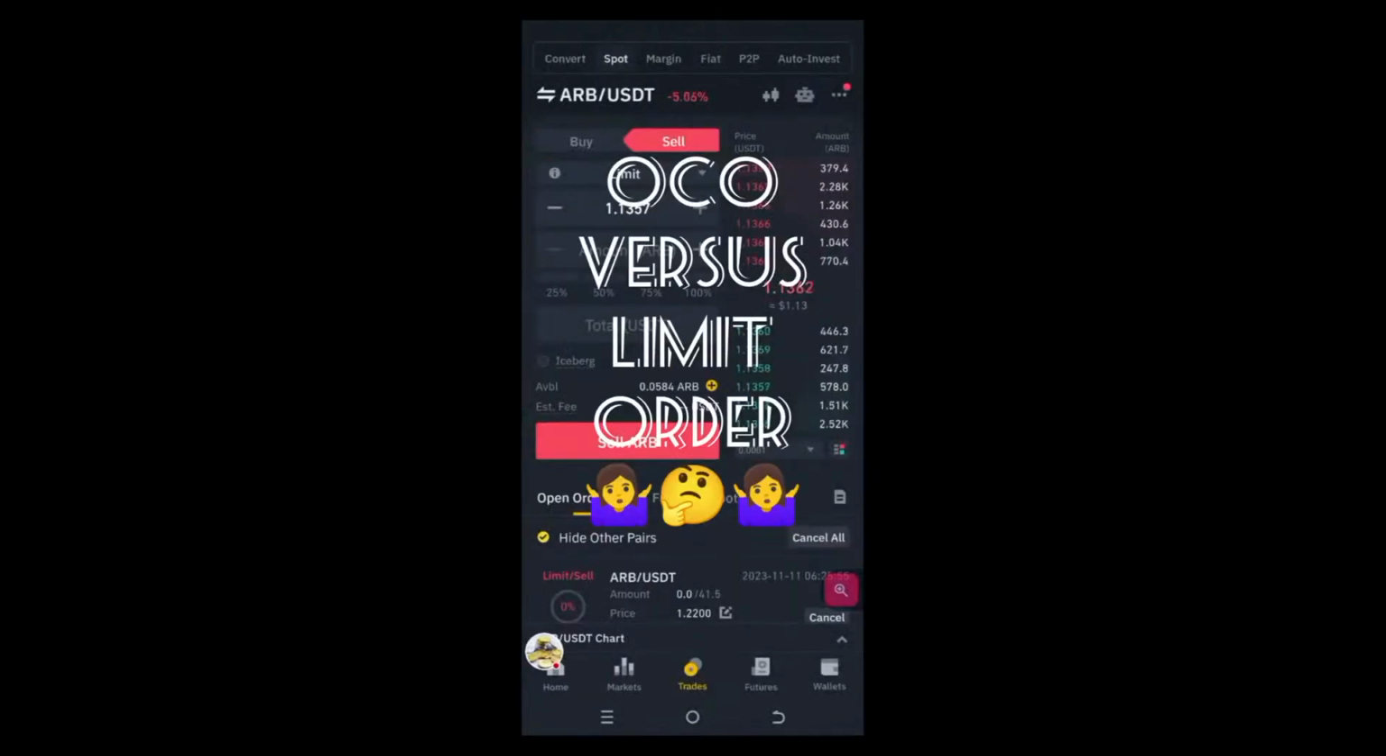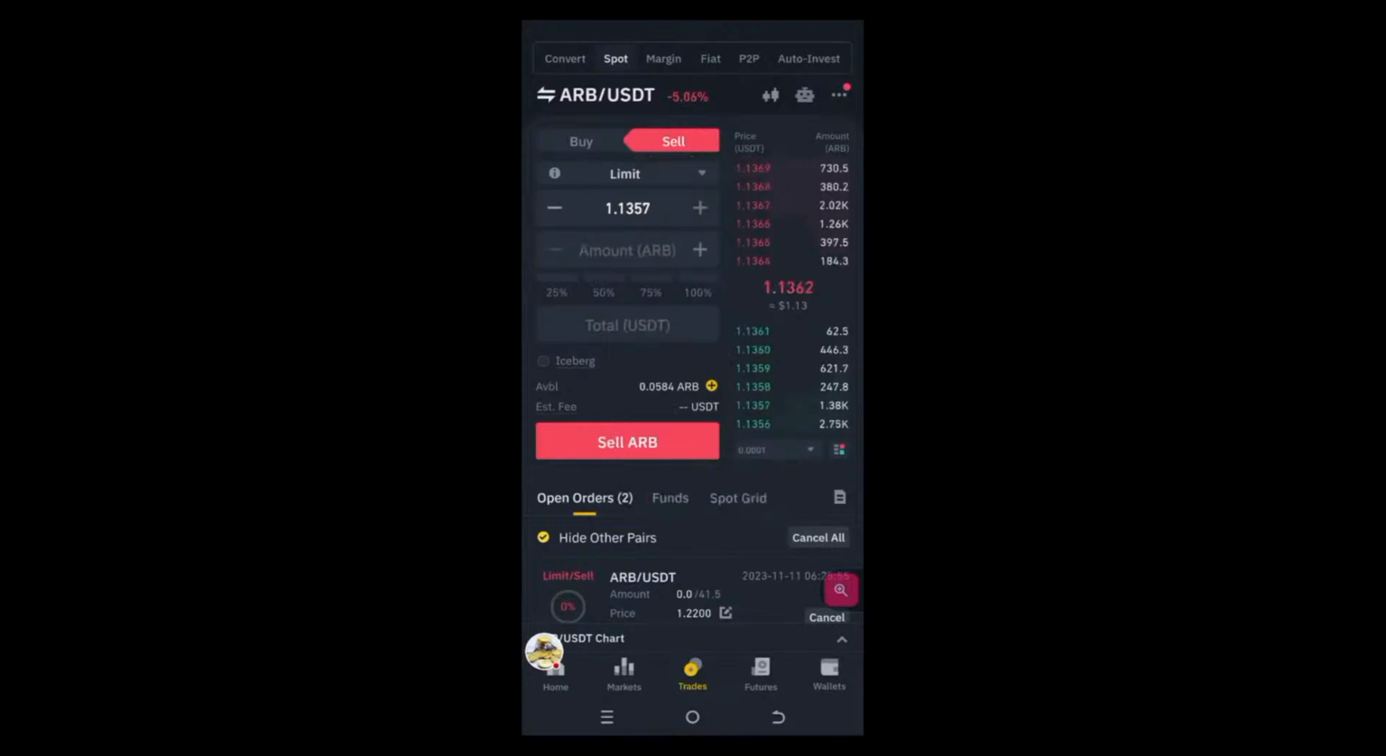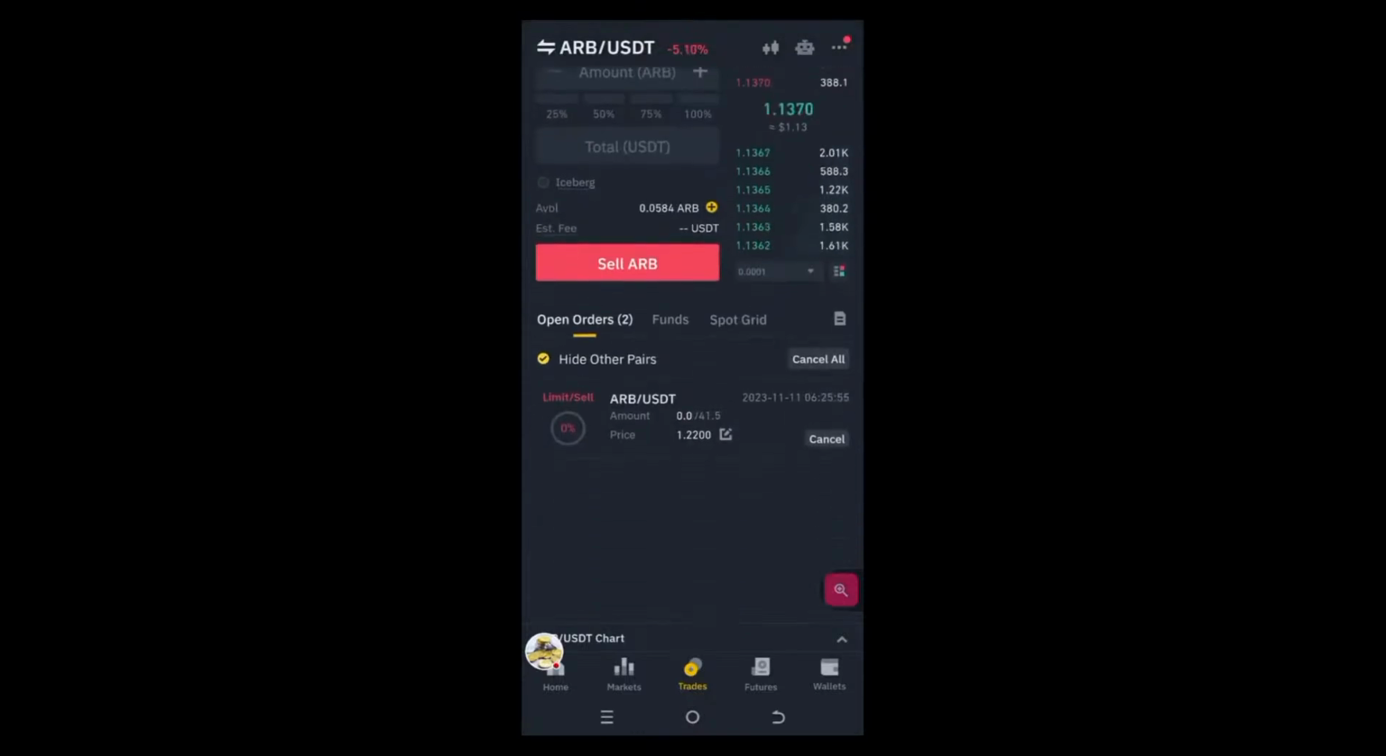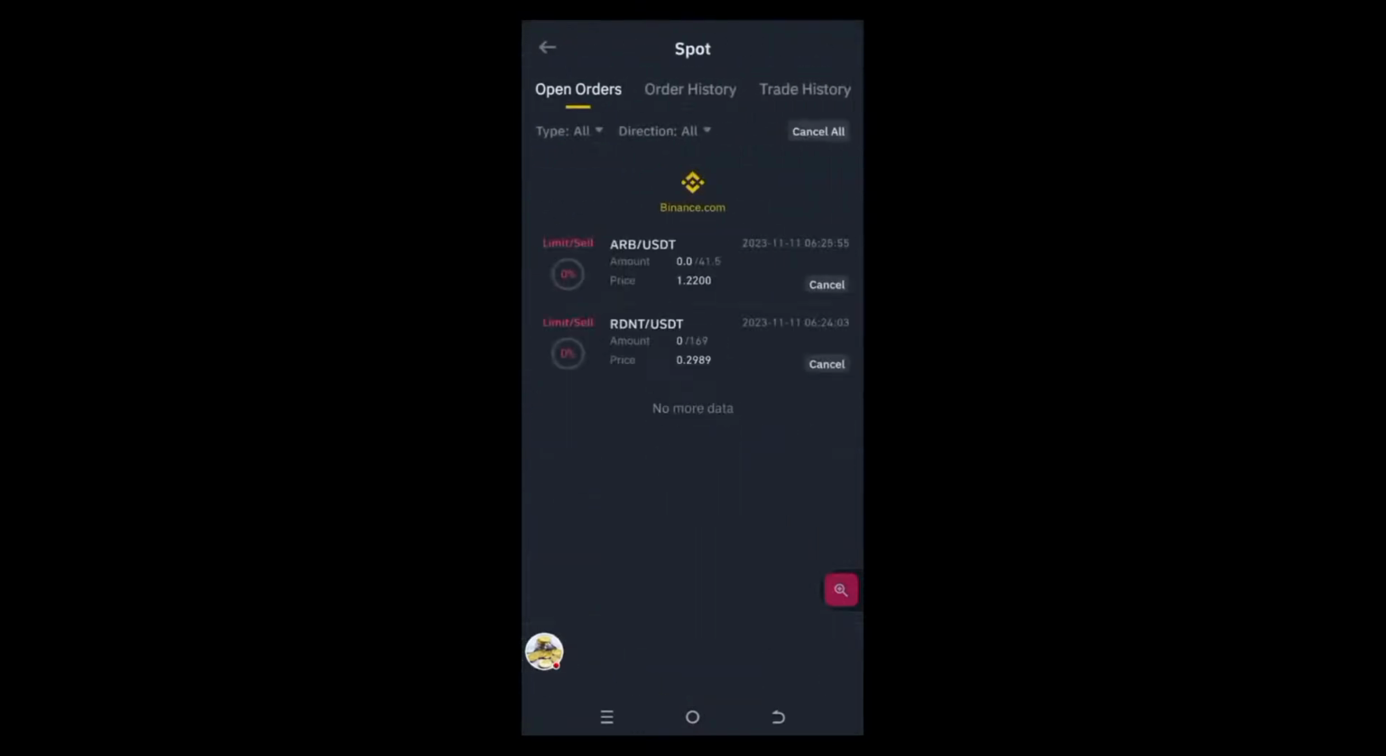OCO versus limit order. Why would I go for that, right? So a limit order gives me an opportunity to set the amount I want to get. Okay, now you need to understand it. A limit order gives you an opportunity to set an amount that you want to get. So you set that amount, right? Like we have here, I've said I want to get ARB, I want to make maybe like 1.5%, and I set it. In a limit order, all I have to do is put in the amount I want to get.